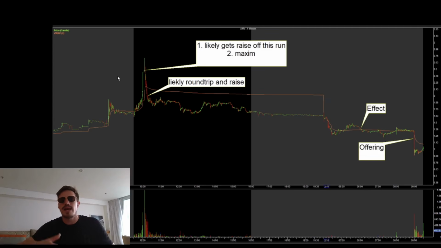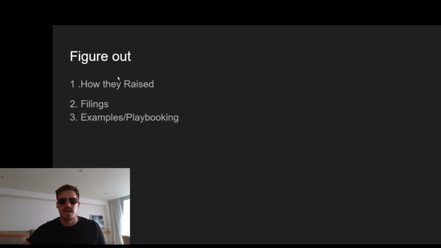So what you want to figure out is how did they raise, right? Because the end result here was the offering. How did they raise? The filings. And then, after you understand what happened, you've got to get tons of examples. Now, most people can obviously say, oh, I think they're going to raise, right?